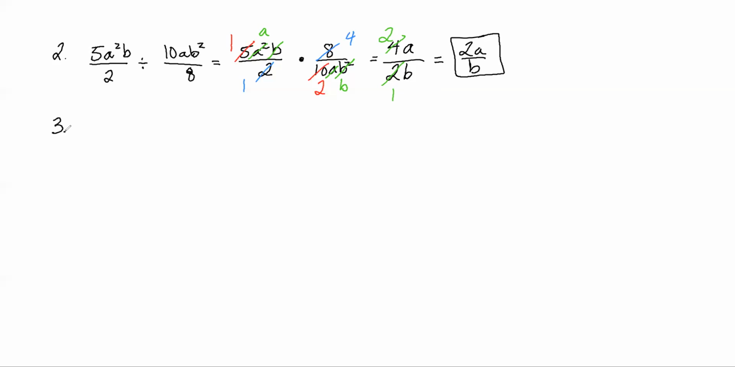All right, number 3. Let's go ahead and do y squared plus 4y plus 3 over y plus 3, divided by y squared minus 4y minus 5 over y minus 3.